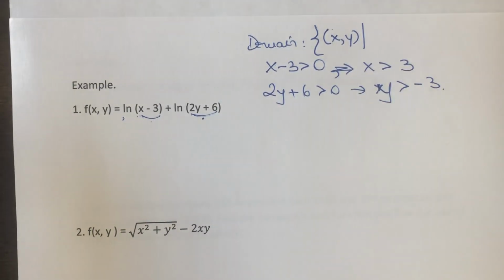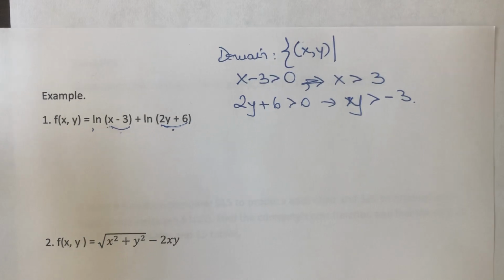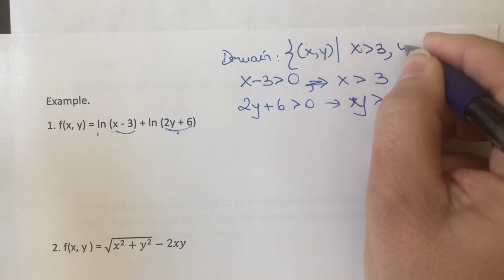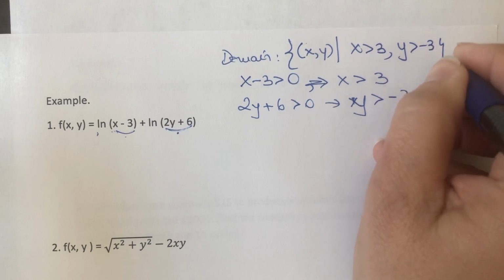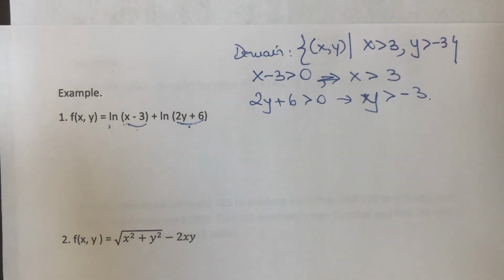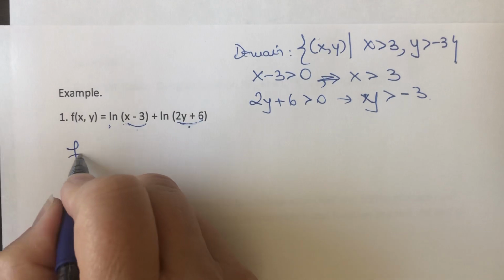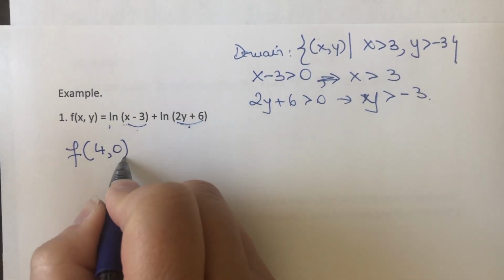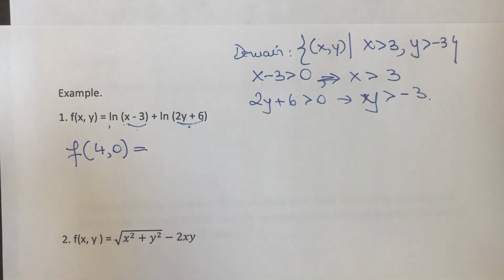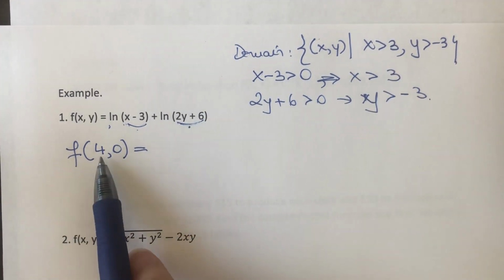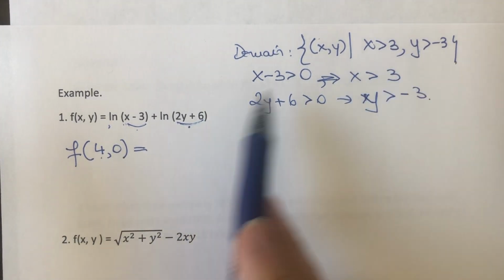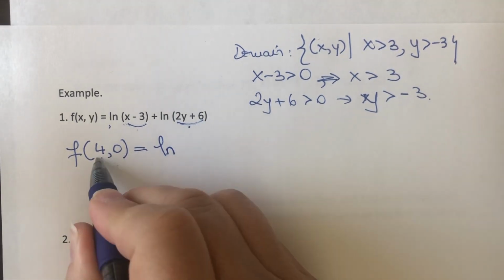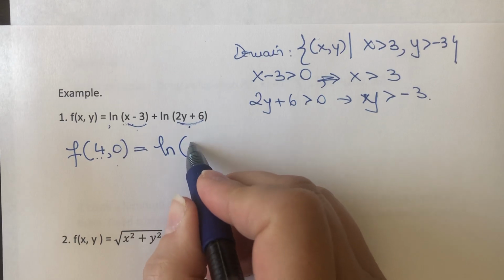You can only plug in x comma y values where the x's are more than 3 and the y's are more than negative 3. That's all that you're allowed to plug in here. Okay, well, let's plug in something. If I ask you to evaluate f of 4, 0, am I asking you something that is even possible? Sure, x's are more than 3, the y's are more than -3, so that should work. So I'm going to plug this in place of x, I'm going to now put a 4.